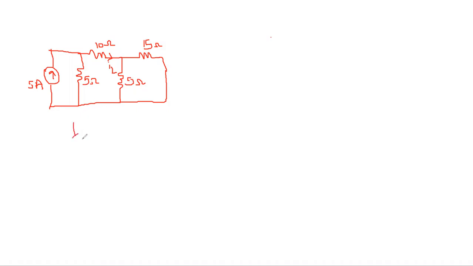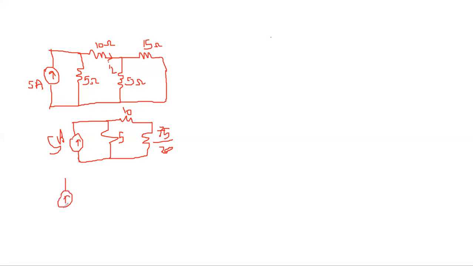So the next circuit is like this. This is 75 by 20, which is in series with 10, and this is the 5 ampere source. This 75 by 20 plus 10, they are in series, right? So the next circuit becomes like this: this resistance is 75 by 20 plus 10, and this is 5 ampere. This 75 by 20 plus 10 comes as 55 by 4 ohm.